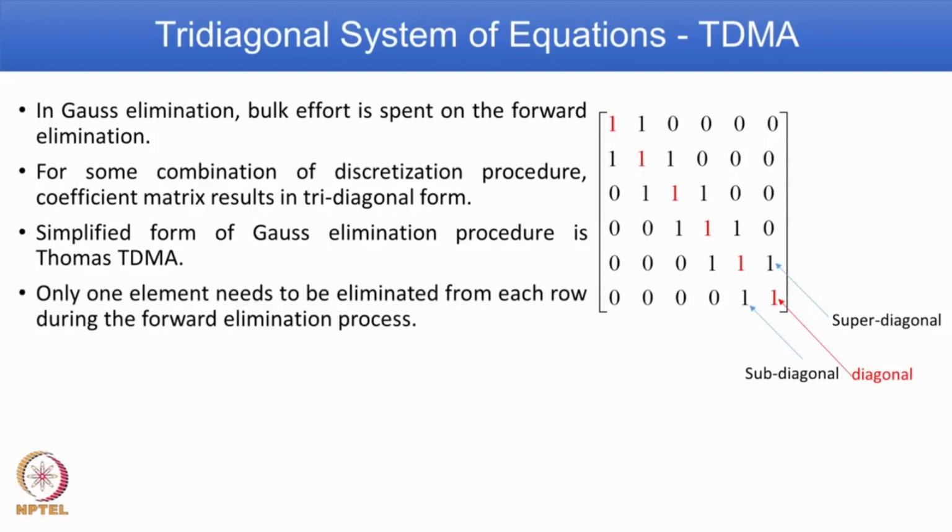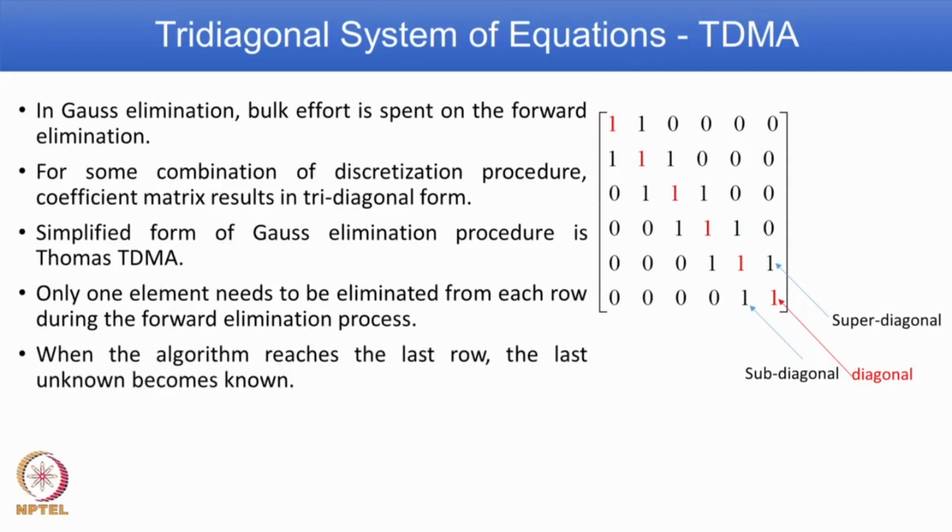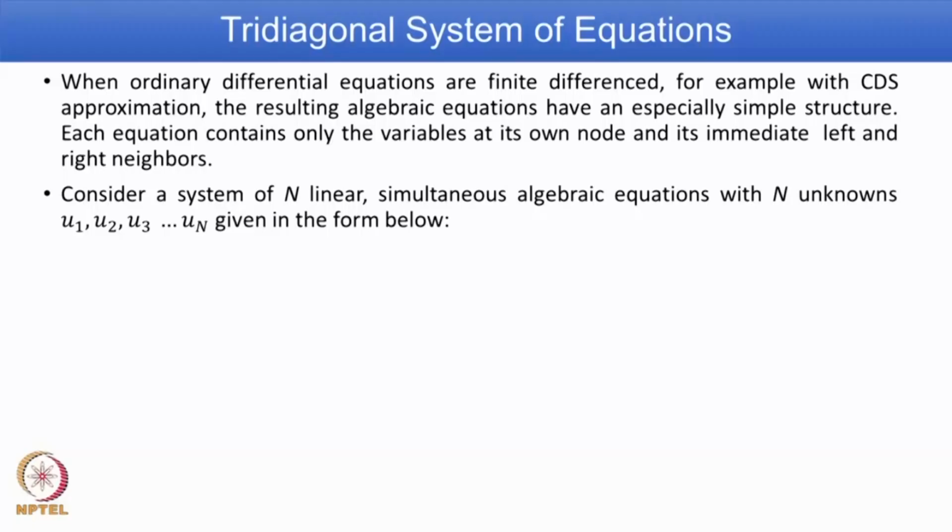Only one element needs to be eliminated in the forward elimination process. Then when the algorithm reaches the last row, you have an equation with only one unknown on the left side and known values on the right side. So, you are immediately able to get the unknown. Then we follow backward substitution to get all the unknowns. We will see TDMA in a little more detail now.